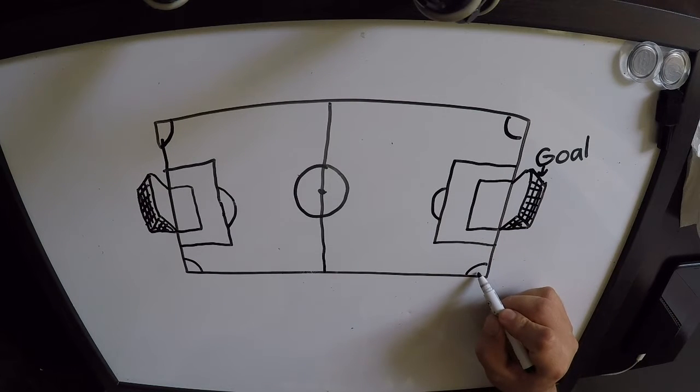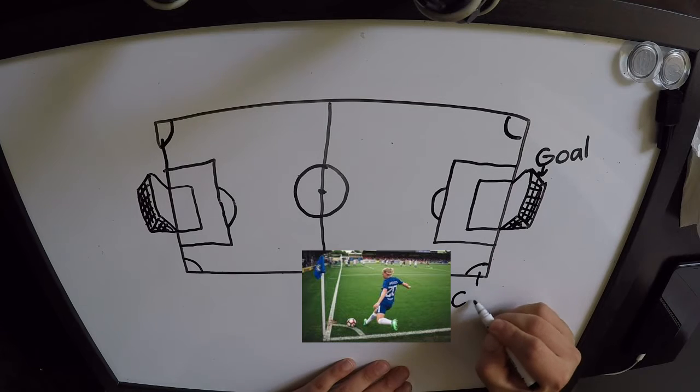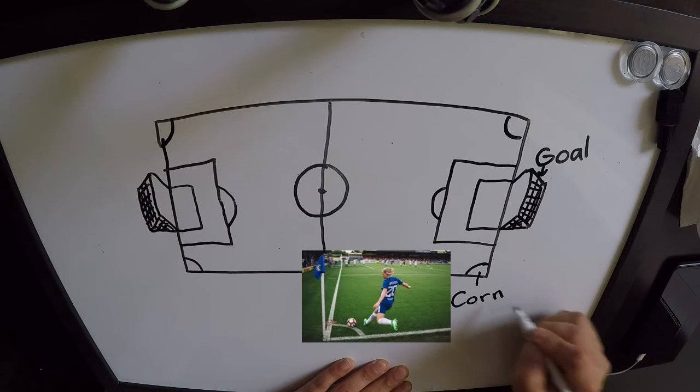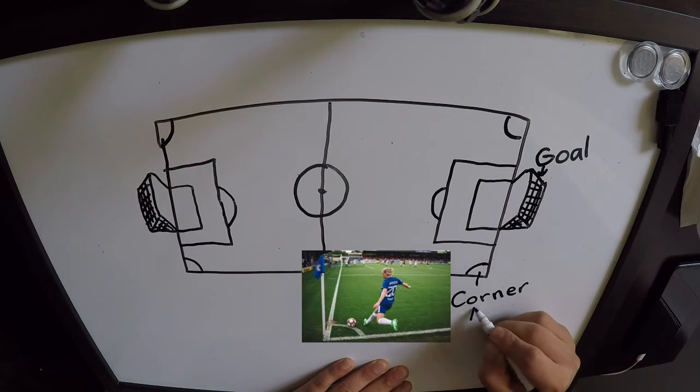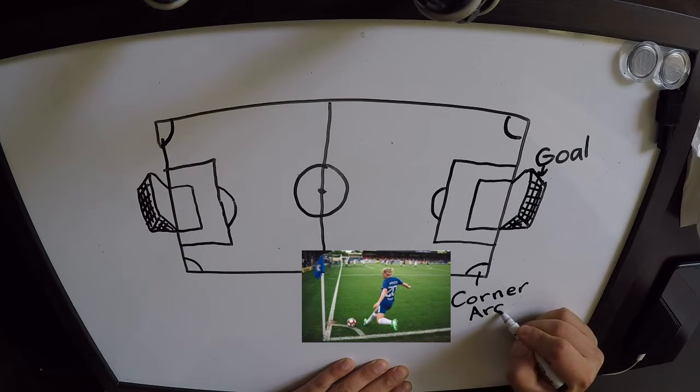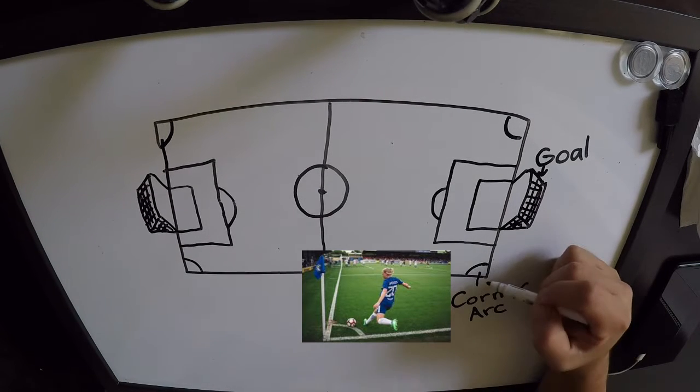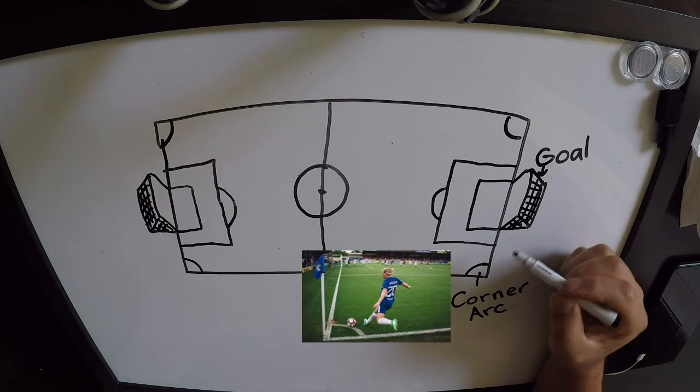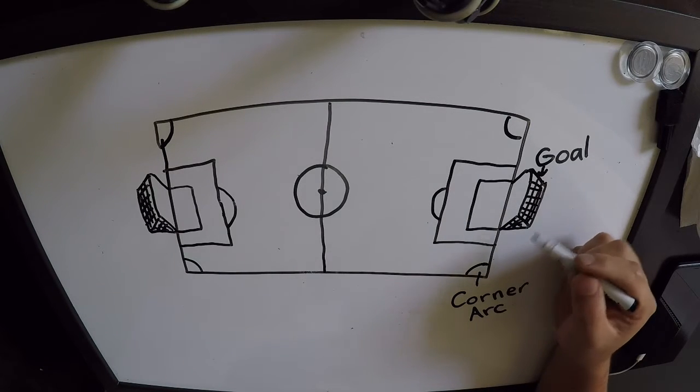This right here is called the corner arc. The corner arc. And players get to kick the ball in from the corner arc when the ball goes out of bounds.